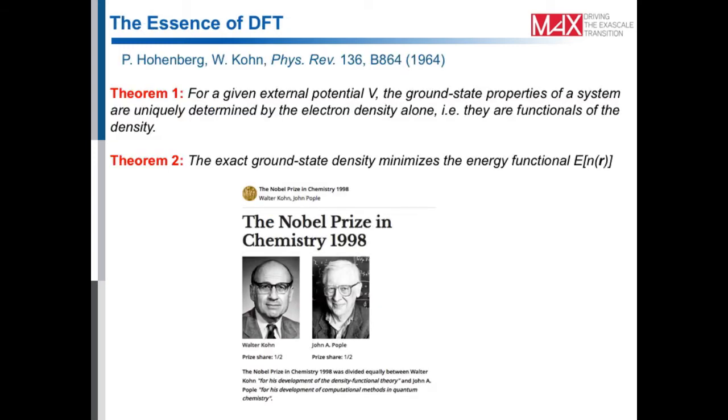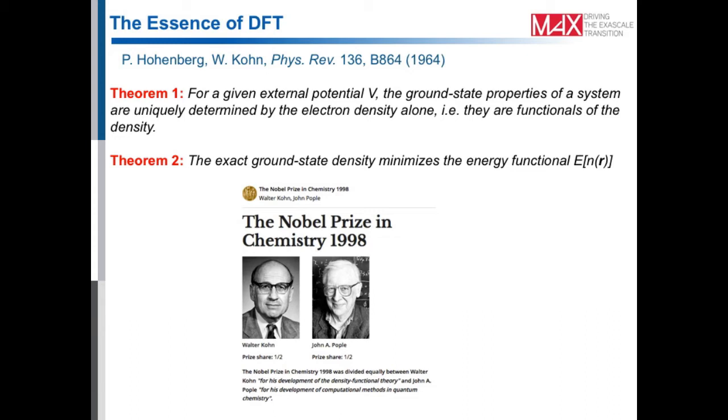So the essence of DFT is stated here in these theorems of Hohenberg and Kohn. Although the basics of DFT had been established earlier, it was not until Hohenberg and Kohn proved these two theorems that DFT actually started being really used and developed. Theorem 1 says that for a given external potential V, the ground state properties of a system are uniquely determined by the electron density alone. So they're functionals of the density. You have the density, you can determine everything if you have a potential V.